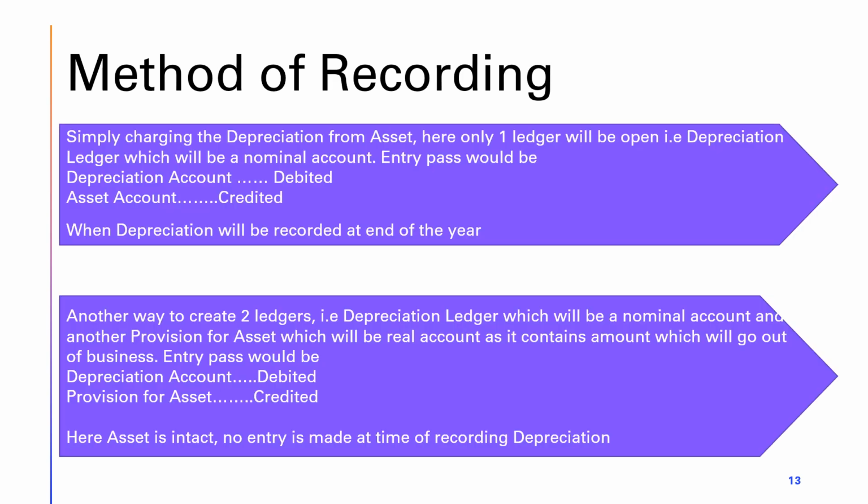Now, how will you record the depreciation? Over here, again it can be done in two ways. One way is to simply open a new ledger under the name of depreciation and charge the amount directly from the asset. Depreciation is a nominal account, hence to record the depreciation, the following journal entry will be passed. Depreciation will be debited as it is recording an expense of the business, and the asset will be credited as a portion of value is going out of the business.